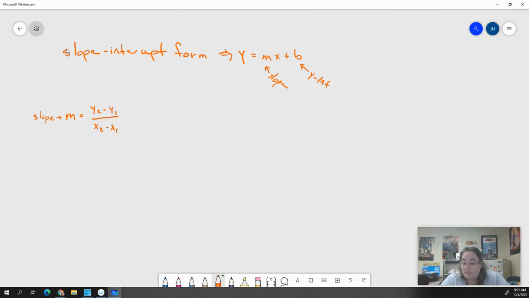Today, what we're working on is writing the equations of lines in slope intercept form. And we want to be able to do it if we're just given 2 points or if we're given a slope and a point. Right? The idea is to get it to this form. Why? Because this form is so useful in graphing the equations of the lines. Right?